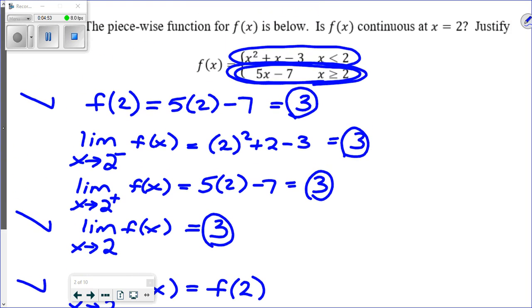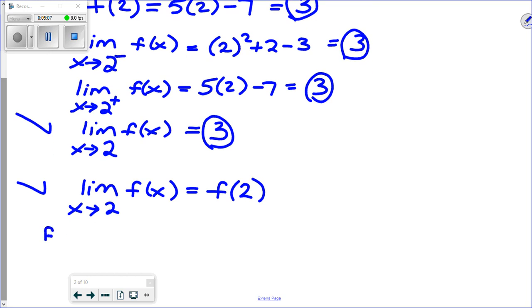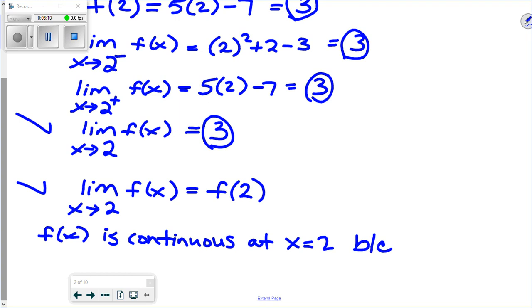Okay, so how do we write our final answer? My best advice on questions like this, because this would be like a free response question, is just repeat the question, okay? The question was, is f of x continuous at x equals 2? So we're going to say f of x is continuous at x equals 2, and then the justification, because, and that's our money statement right there, condition number 3, the limit as x approaches 2 of f of x equals f of 2, period. Okay, and you've got all the work above it to show that they are equal.